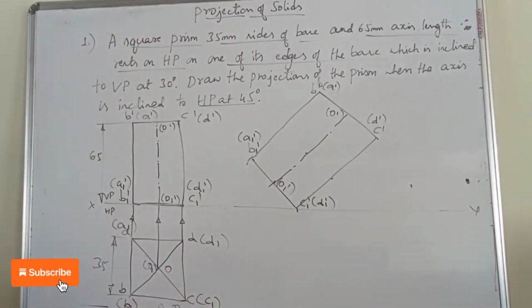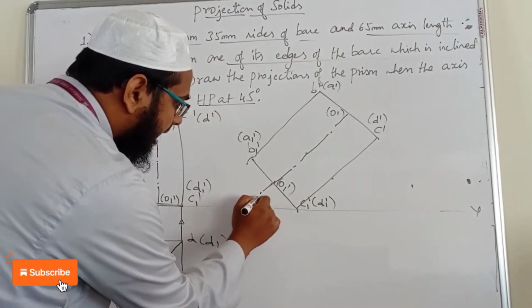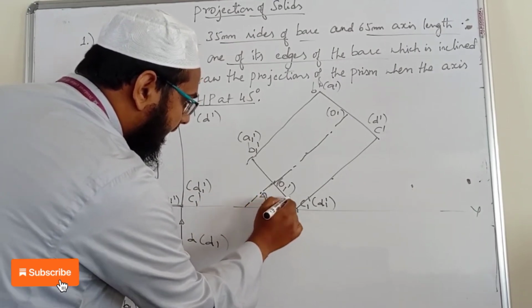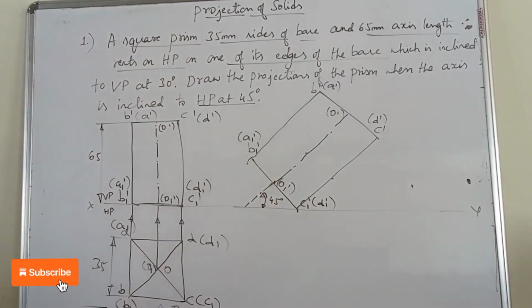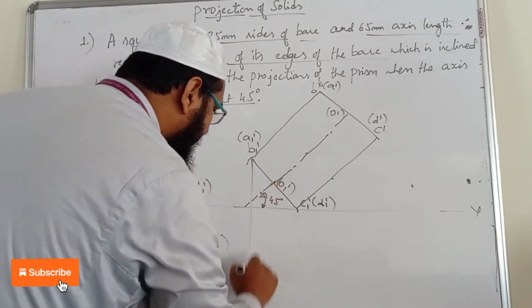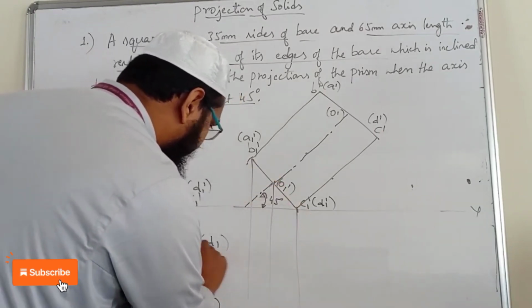Now you can extend this axis because the angle of inclination is given with the axis. If you extend this axis and measure the angle, you will get exactly 45 degrees. So now we will project it downward to complete the second position, top view.